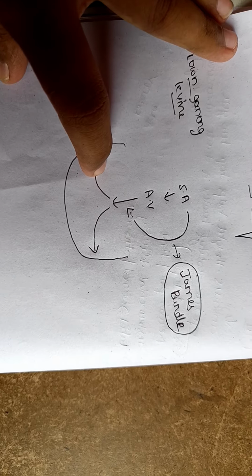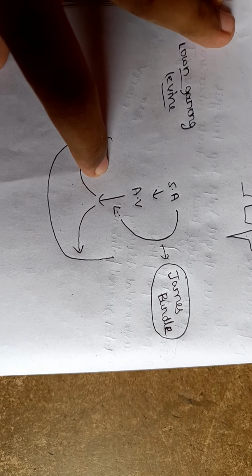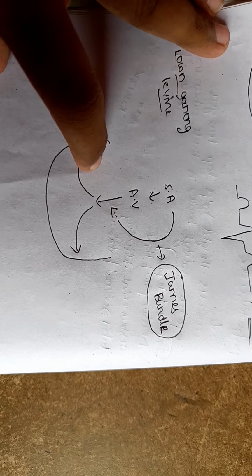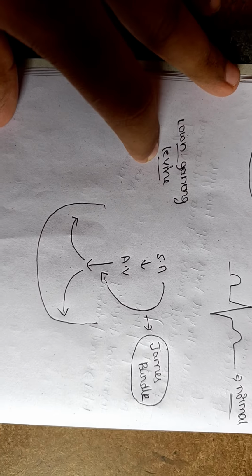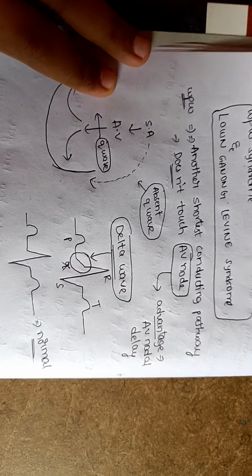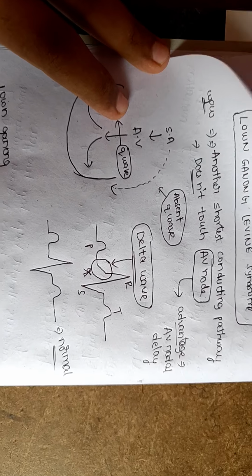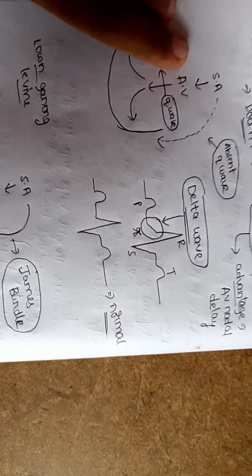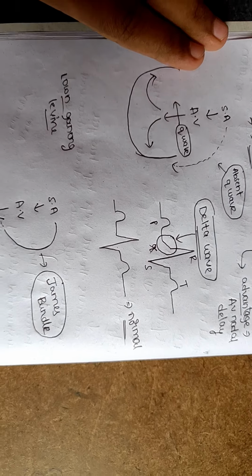It is normal here. So the PR interval will be shorter in Lown-Ganong-Levine syndrome, but the PR interval will be normal in Wolff-Parkinson-White syndrome. So the treatment of both of them is the same, which is radiofrequency ablation.